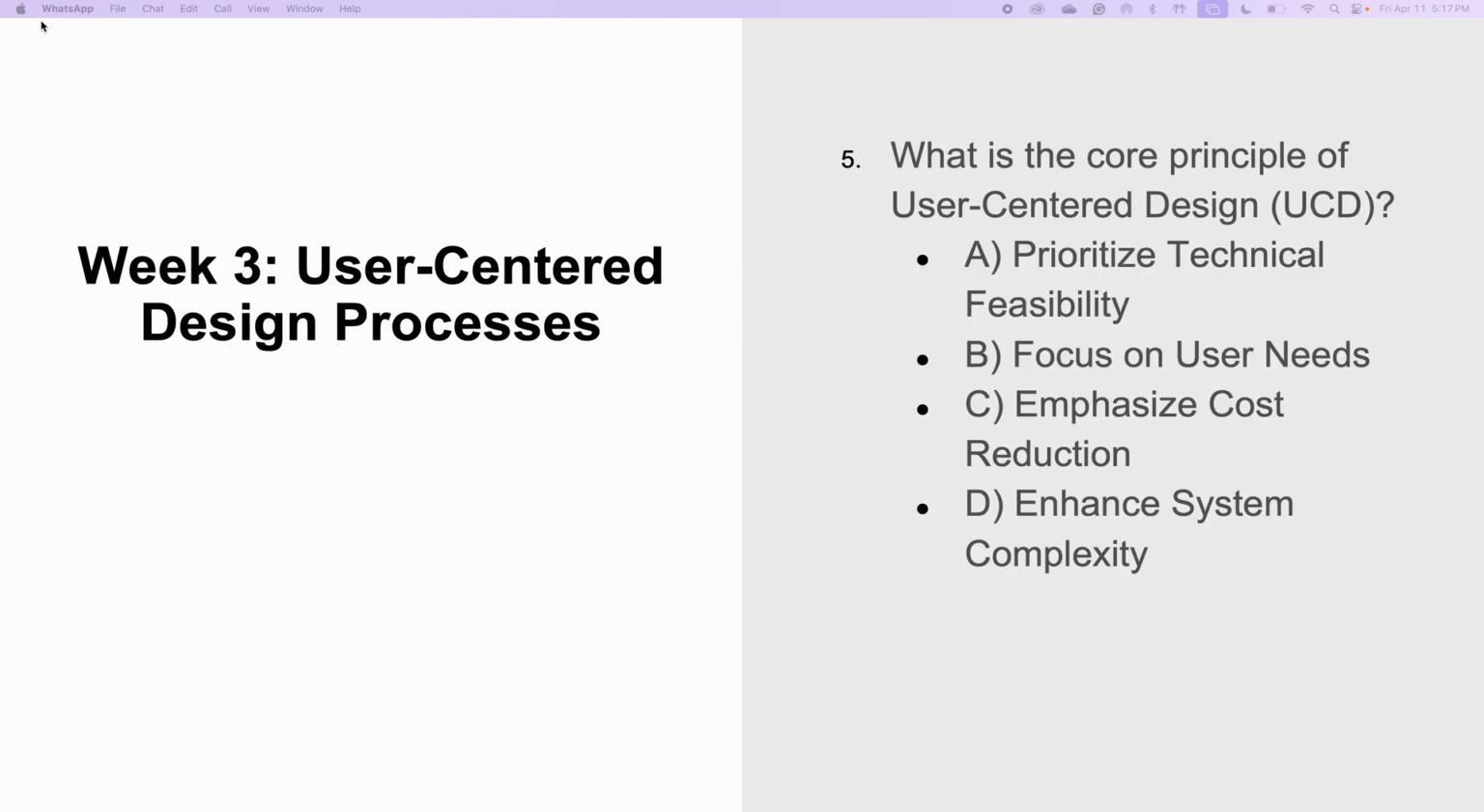So now we came to week three, the user-centered design process. Again, we have chosen two questions from this week. So our first question is, what is the core principle of UCD? Option A, prioritize technical feasibility. Option B, focus on user needs. Option C, emphasize cost reduction. And option D, enhance system complexity.